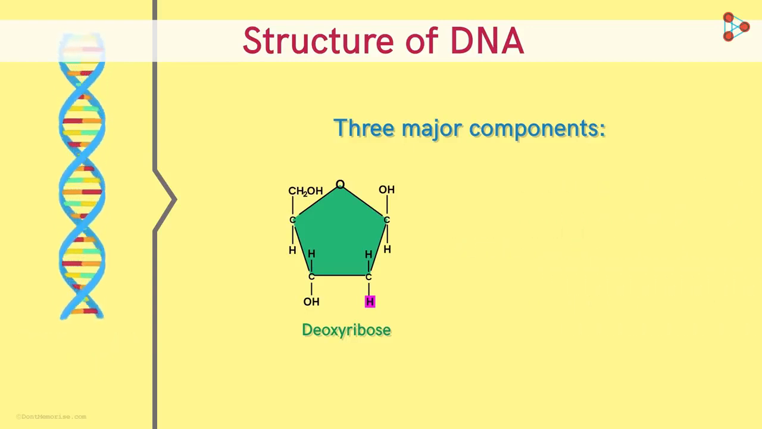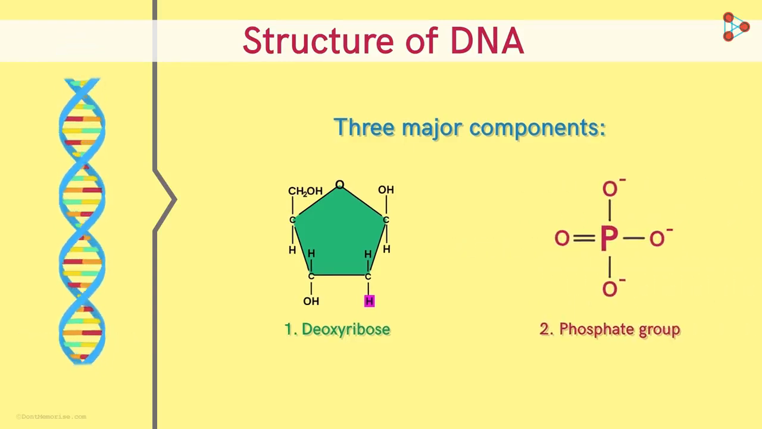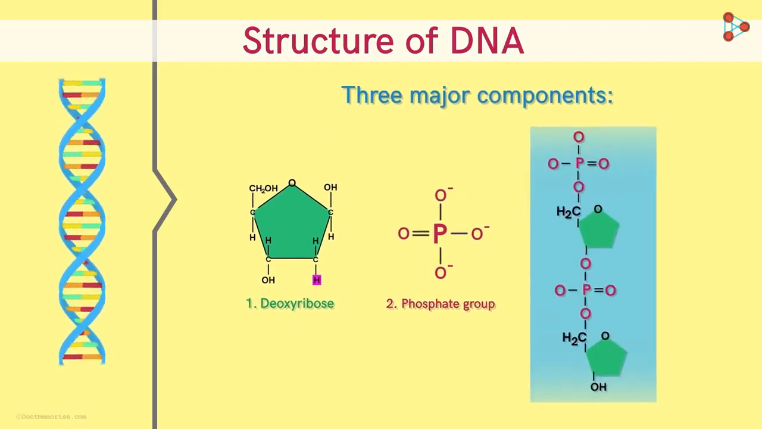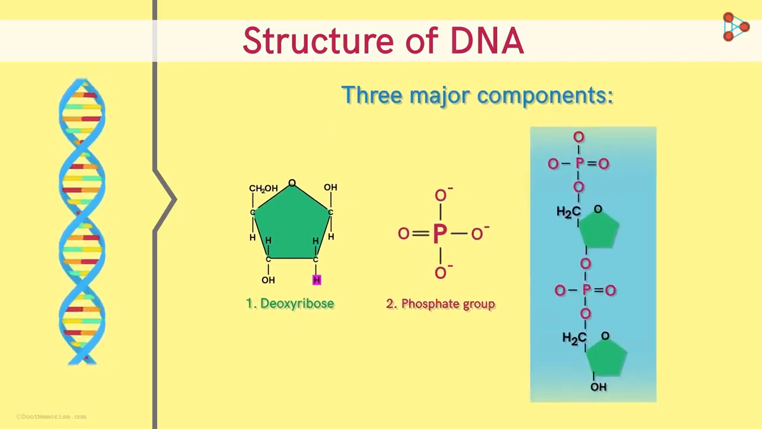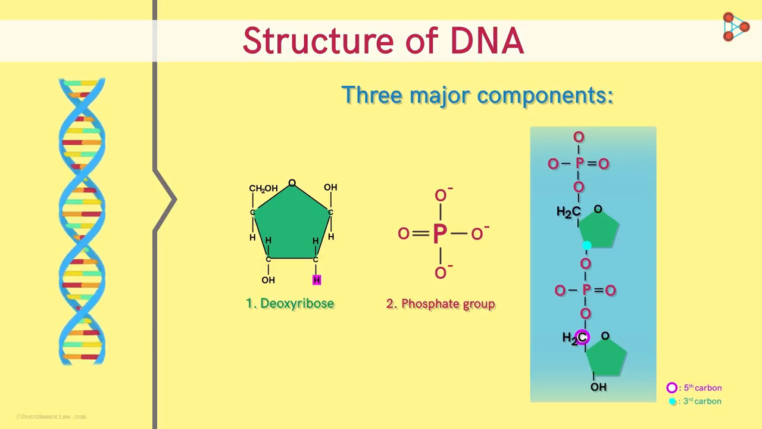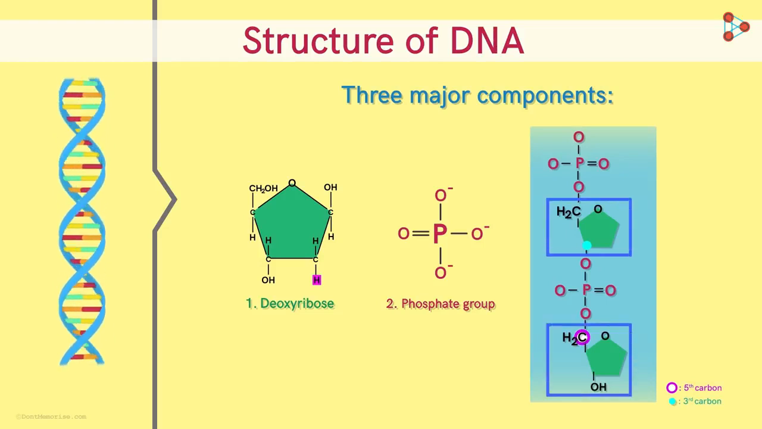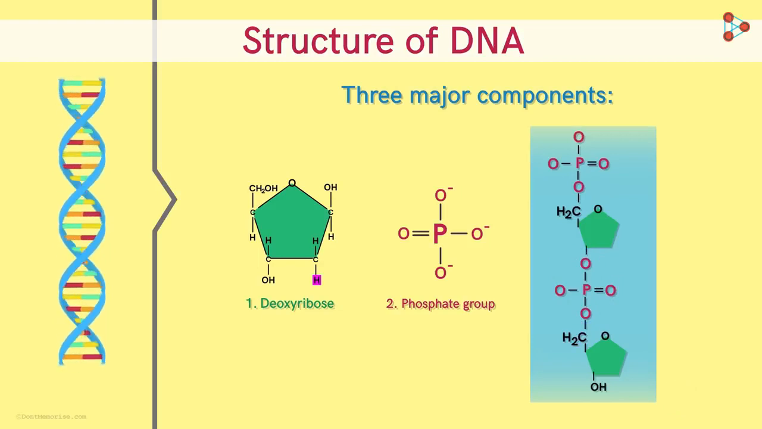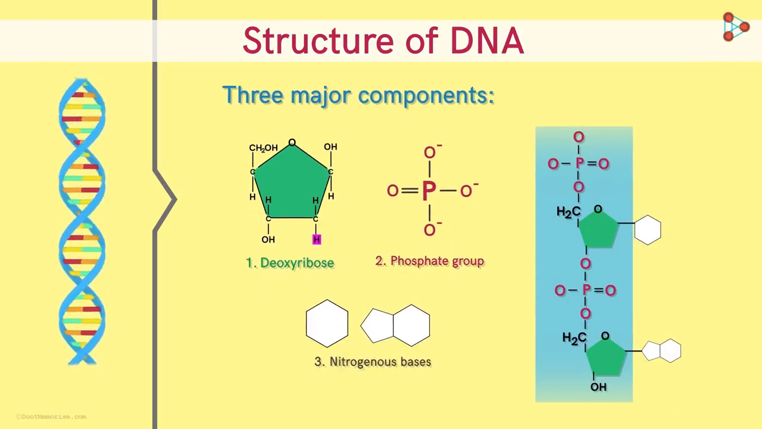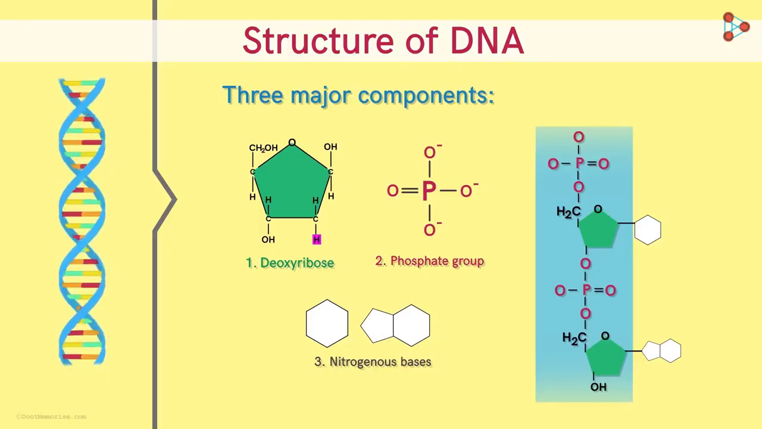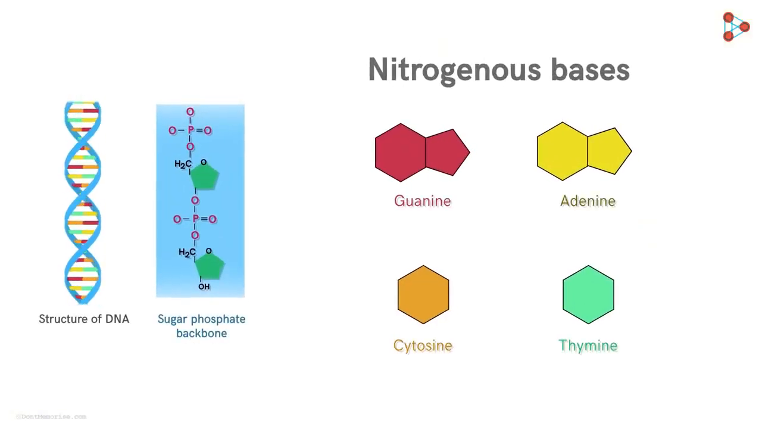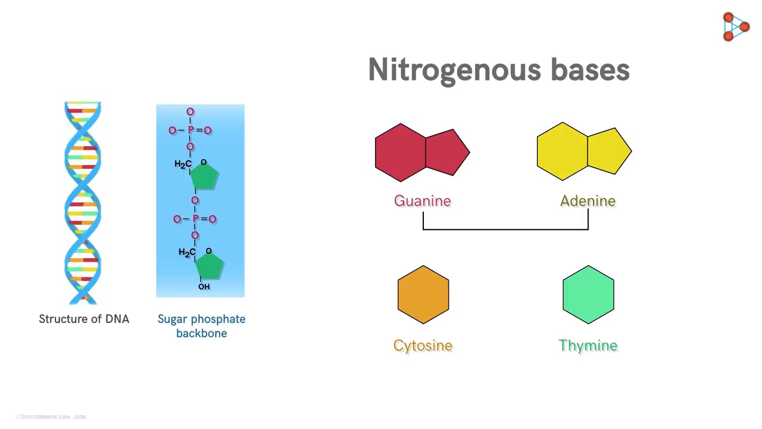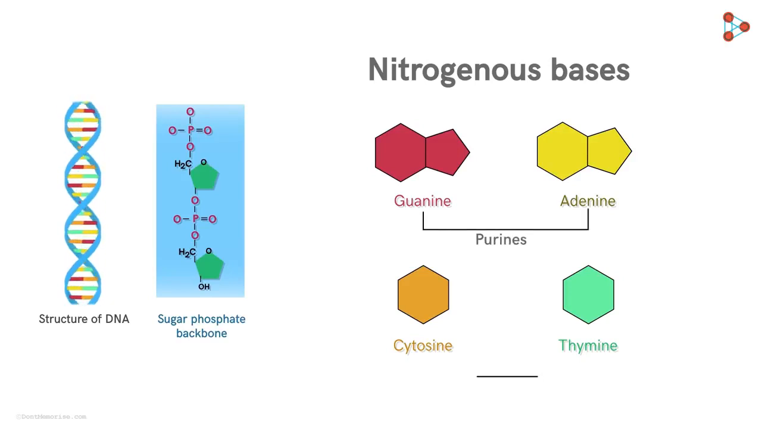The second component is the phosphate group. This helps bind the two deoxyribose molecules together. The third and the fifth carbon atoms of the adjacent deoxyribose molecules are bound by the phosphate groups. Lastly, the nitrogenous base forms the core of the double helix. These are four different molecules that bind in pairs. Two of them are called purines, and the other two are called pyrimidines.